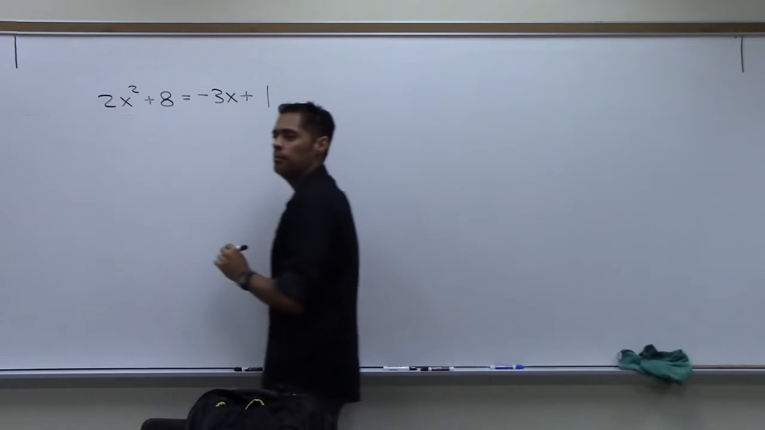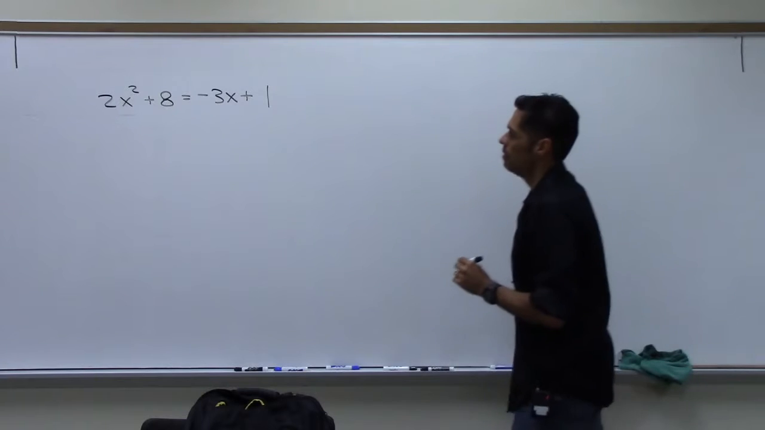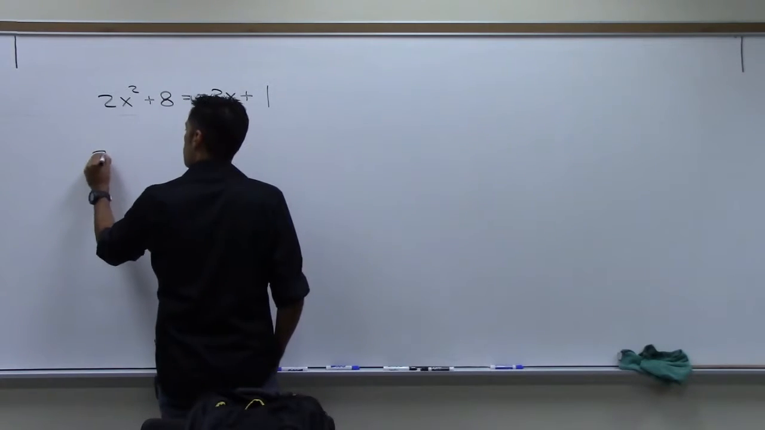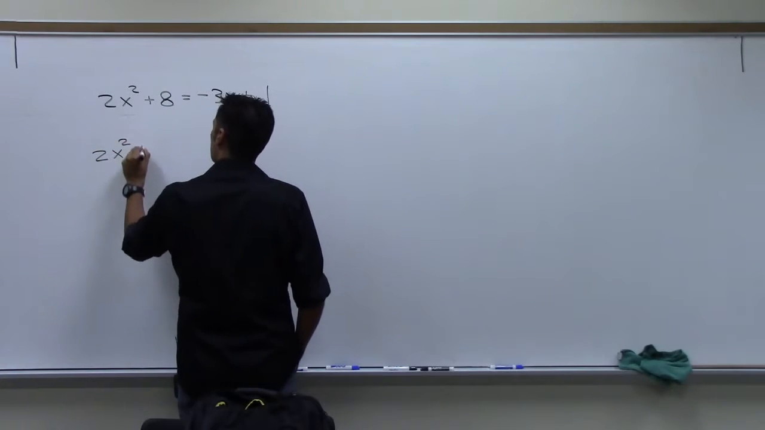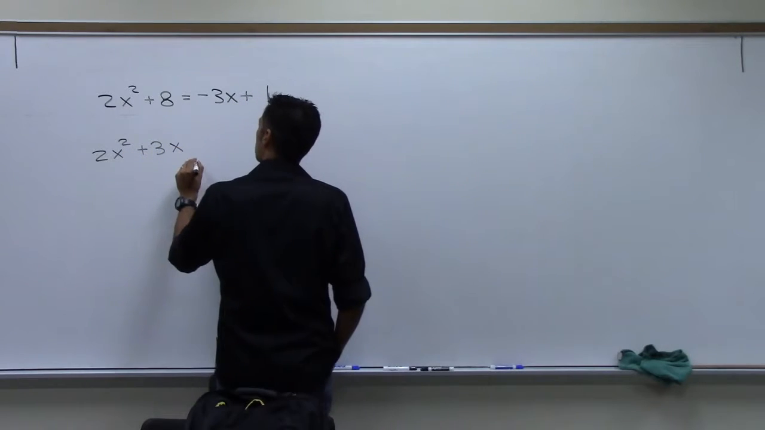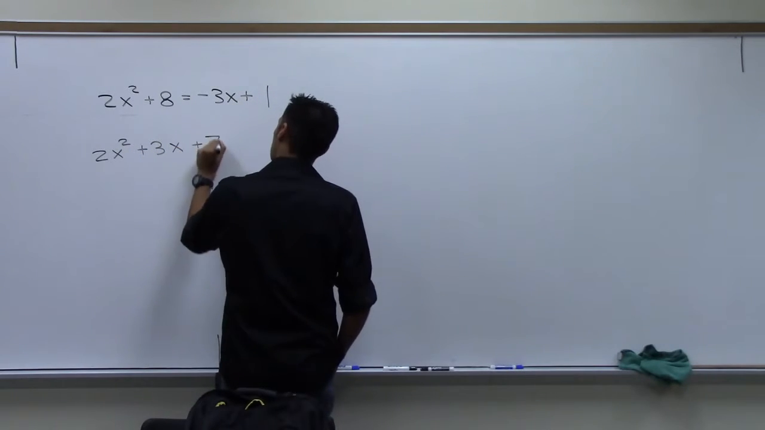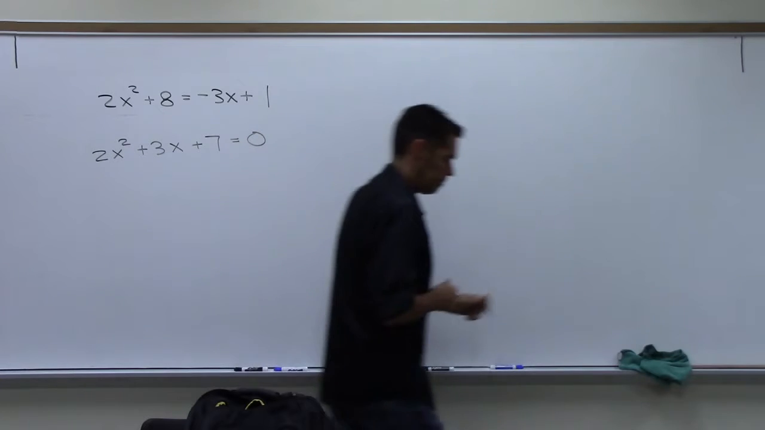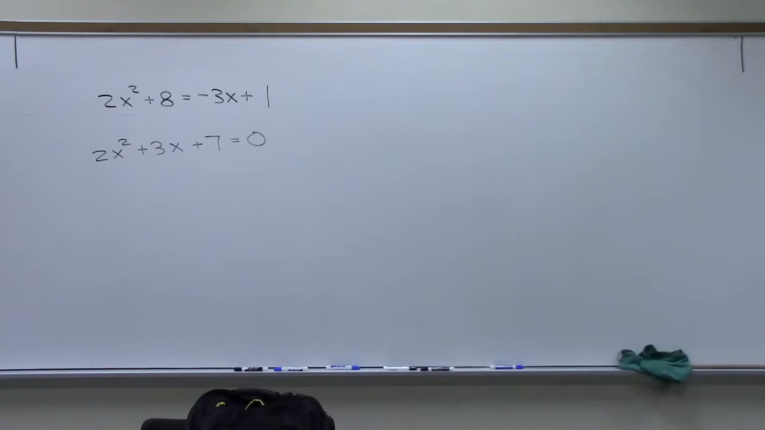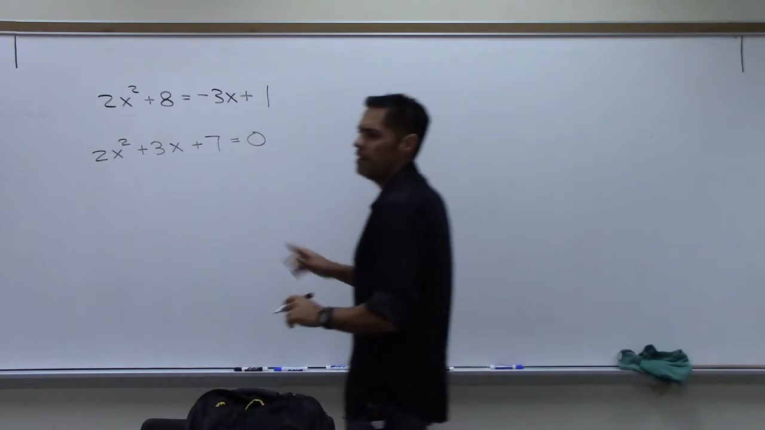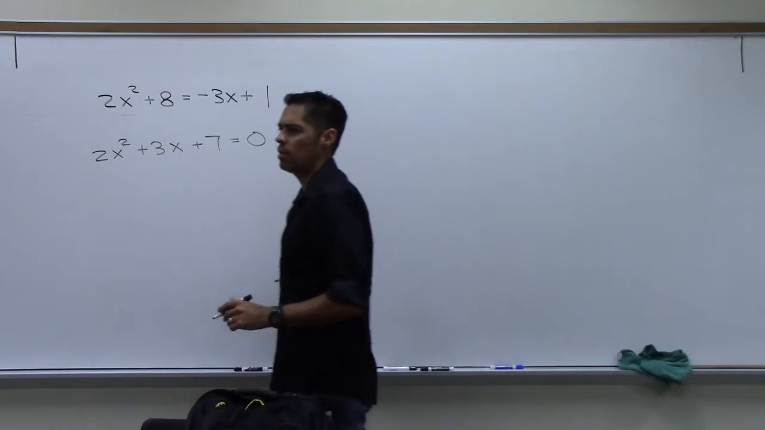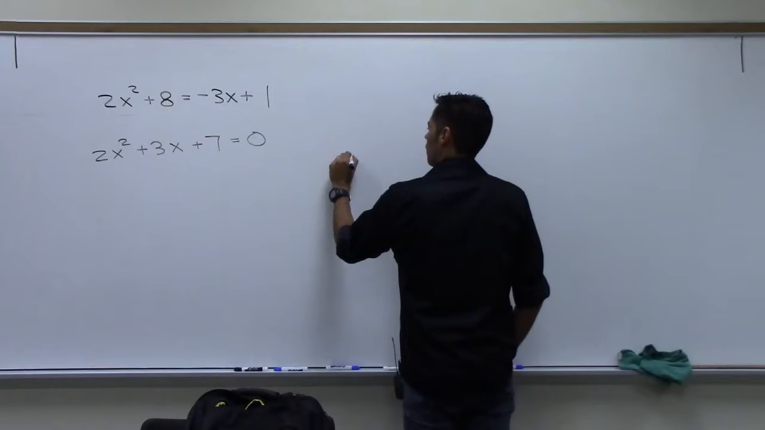Okay. So what did you do? I moved everything over. Okay. So I did 2x squared plus 3x plus 7. I went ahead and did the... I agree. And then did you try and factor it or didn't work? I think I did, but it didn't work out.